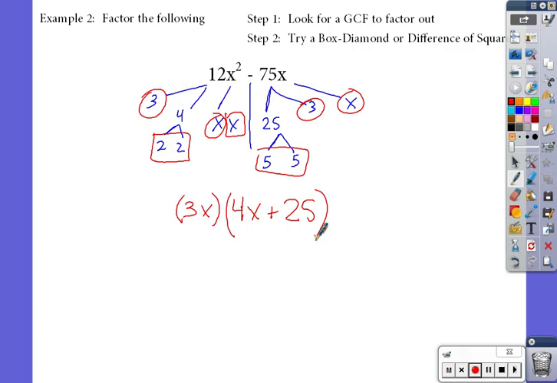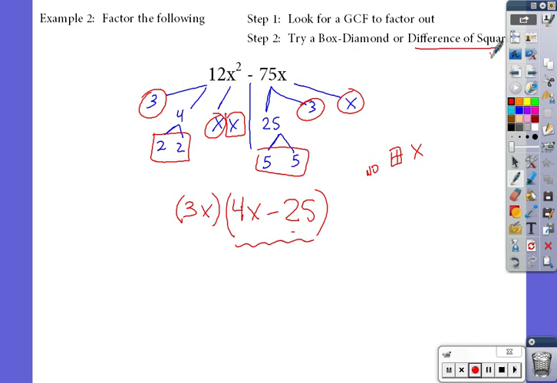Now I'm looking for, whoop, sorry, I got the symbol wrong there. So I'm looking for another type of factoring. Can I do a box diamond to this? Well, no, it's not a trinomial, so there's no box diamond, because there has to be 3 terms. I only have 2. Can I do difference of squares? All right, well, that's possible.